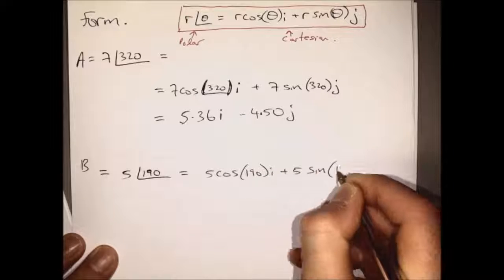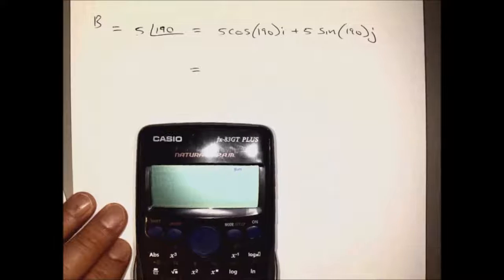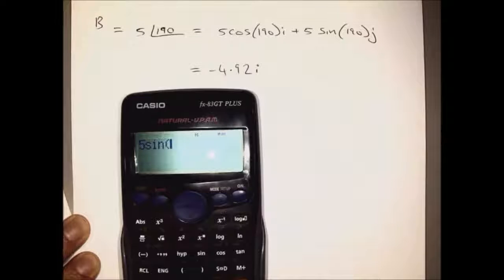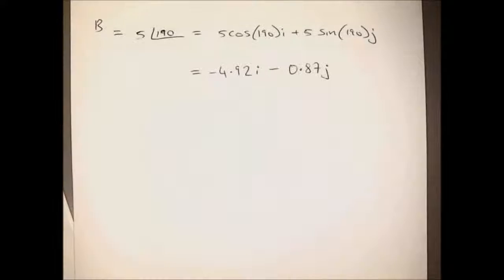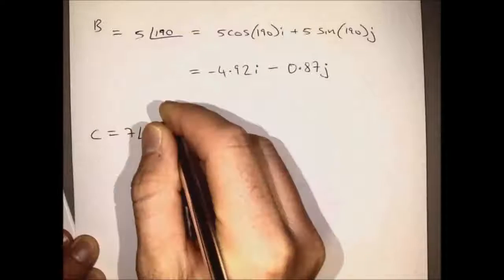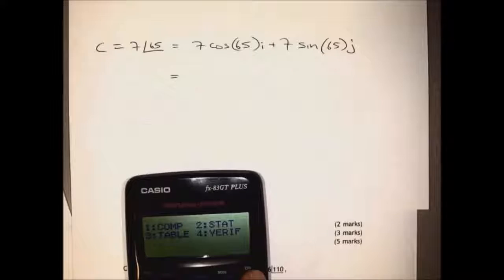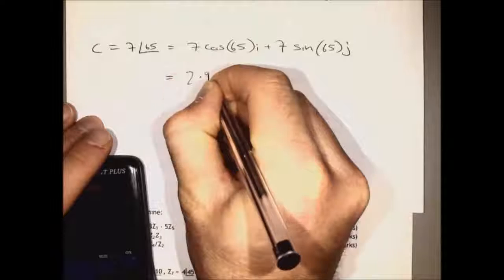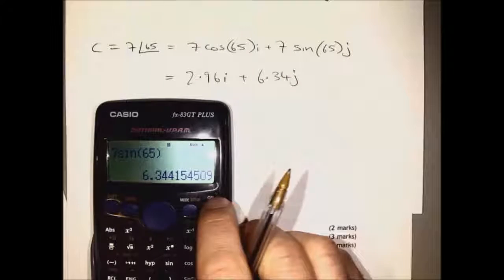So we'll adopt the same procedure now with force B. Theta in force B there in the formula is going to be 190, and R is 5. Plug in the values, and using the Casio we get minus 4.92 I minus 0.87 J. We'll do the same procedure with force C. R is 7, our theta is 65. We get 2.96 I plus 6.34 J. That's it in Cartesian form.